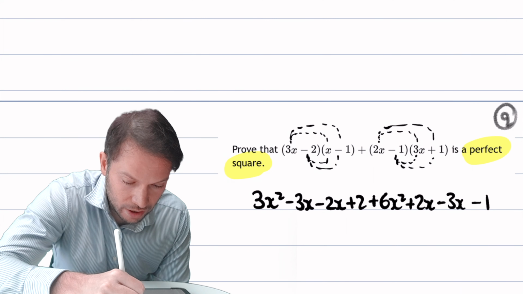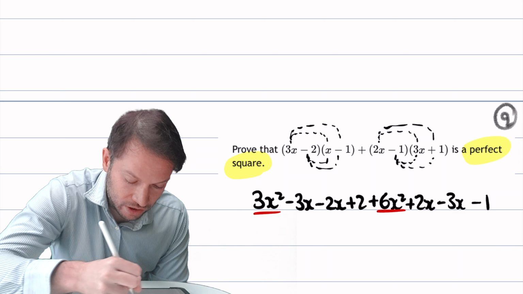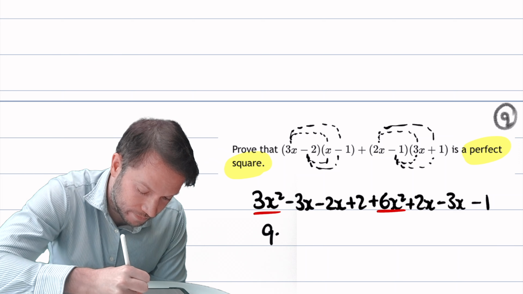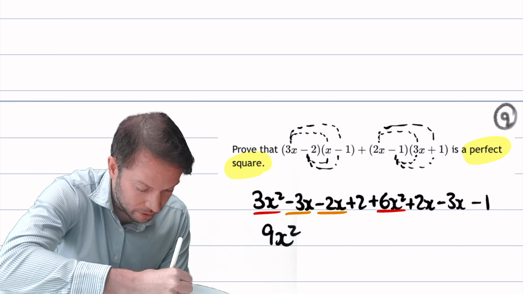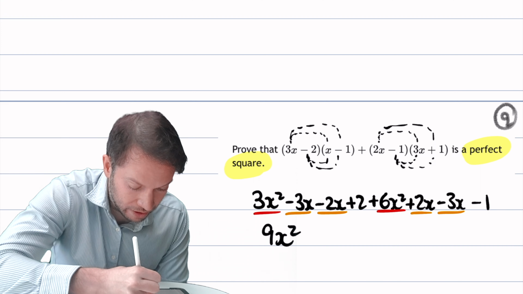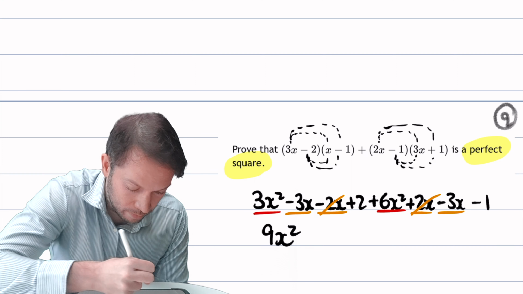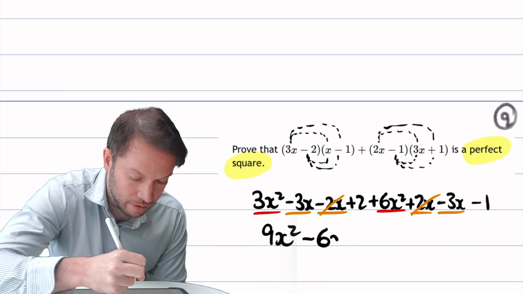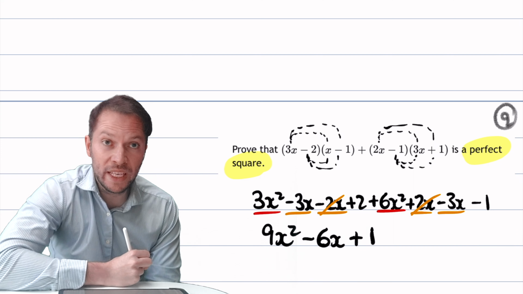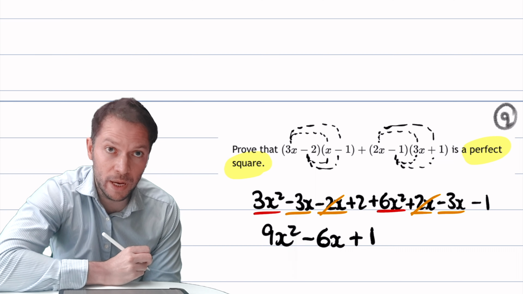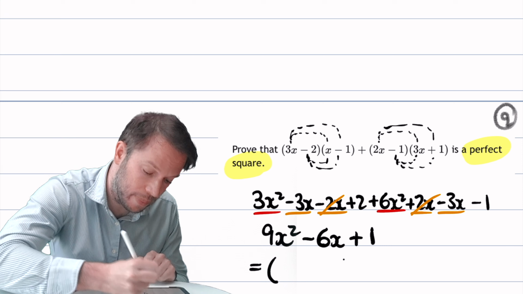We've got 3 lots of x squared plus 6 lots of x squared, which is 9 lots of x squared. Then we've got minus 3x minus 2x plus 2x minus 3x. I can see the minus 2x and the plus 2x cancel, so we're going to get minus 6x. And then finally, we've got 2 minus 1, which I can see is plus 1. Now, we need to show that this is a perfect square, so it's something squared, basically.